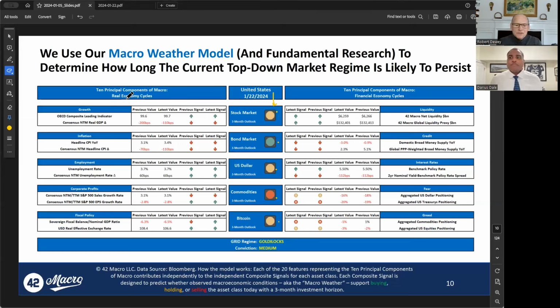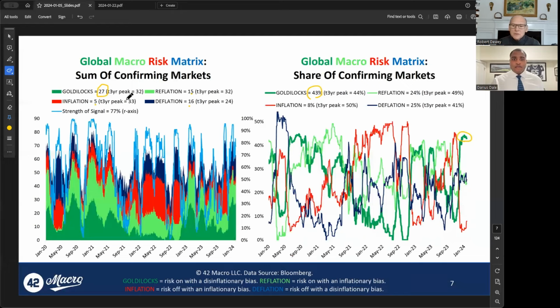Well, you have a confidence level also in the last chart. How does that get determined? Is that this right here, the strength of signal? Yeah, exactly. So the strength of signal in this global macro risk matrix model, which nowcasts the top down market regime, is just the percentile reading of the total amount of signal in the table.